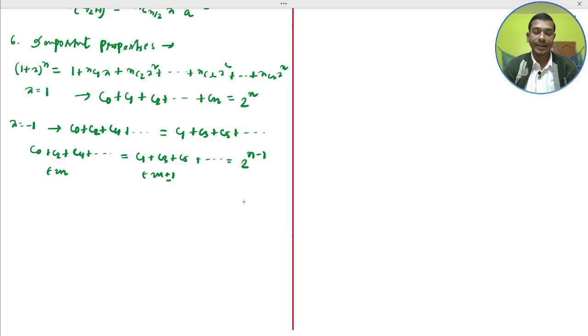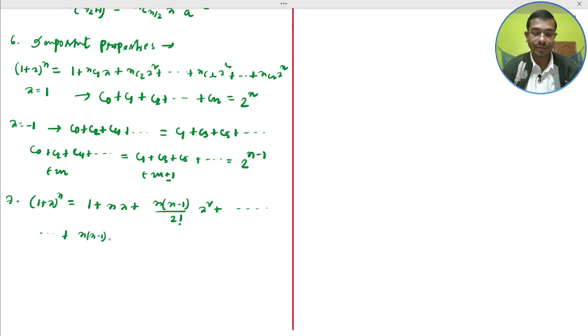Next, binomial theorem for any index. (1 + x)^n is equal to 1 + nx + n(n-1)/2! x² + ..., where any index means n can be 1/2, 2/3, this type of rational or irrational. The general term is n(n-1)...(n-r+1)/r! x^r. This is the binomial expansion for any index, and n could be anything: positive, negative or fraction.